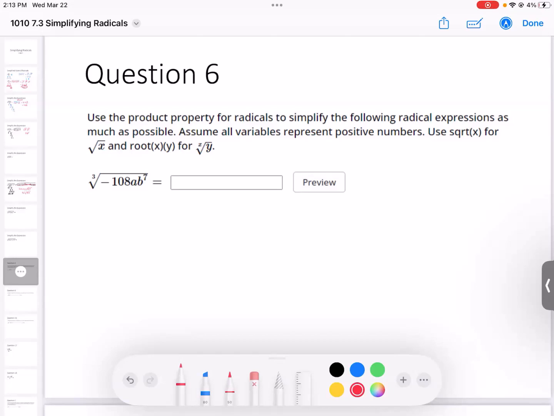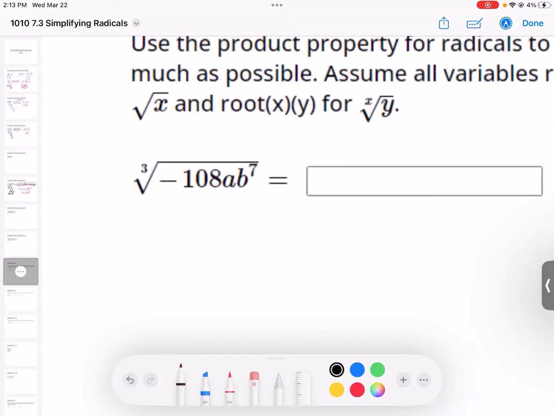Okay, so on my question 6, I'm finding the cube root of negative 108 a b to the 7th. So the main thing I want to point out here is what you can do with a negative. Because remember, you can't square root a negative or 4th root or 6th root or basically any even number root a negative, but you can do it for odd number roots. Because if you think about negative 1 times negative 1 times negative 1, that's negative 1 cubed, but it would equal a negative number. So it's fine to take the cube root of a negative.